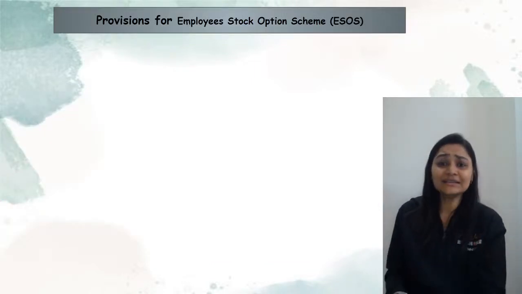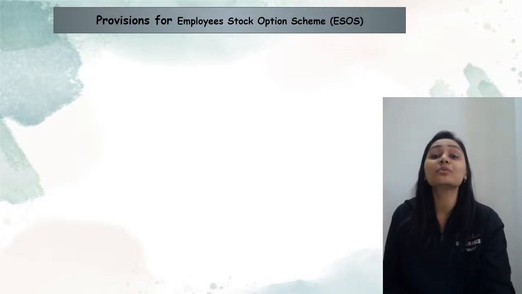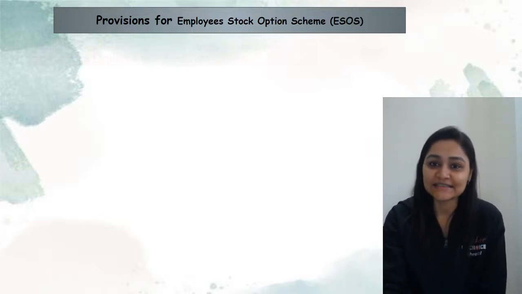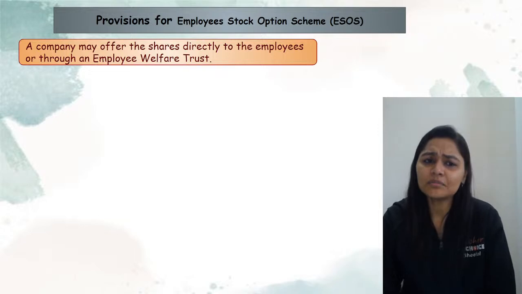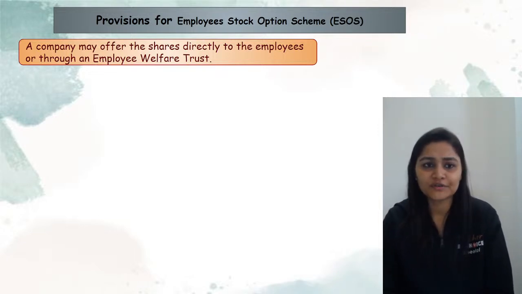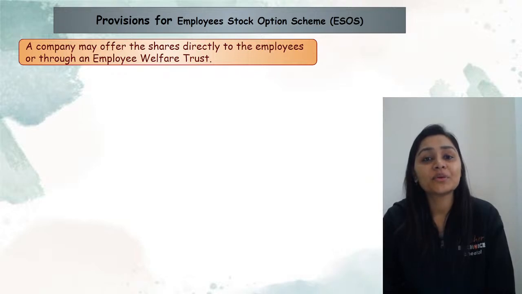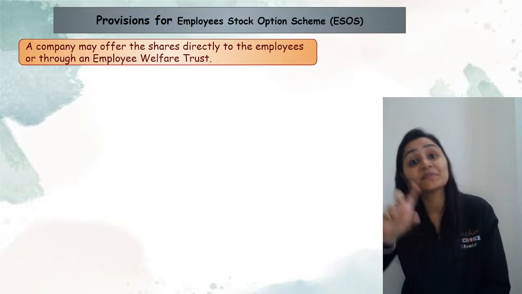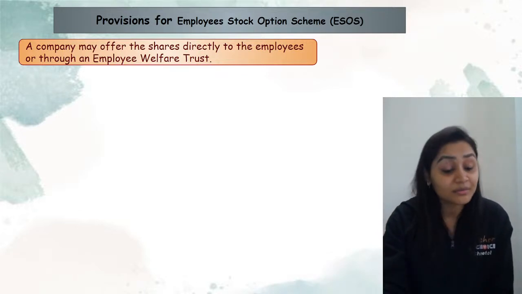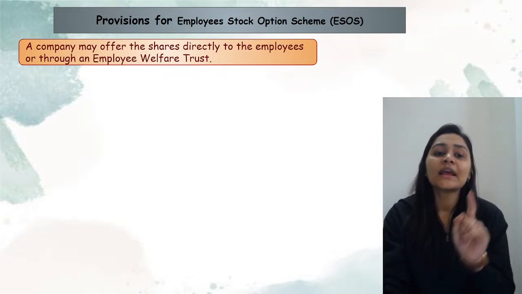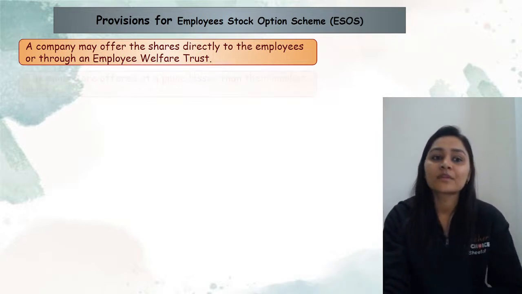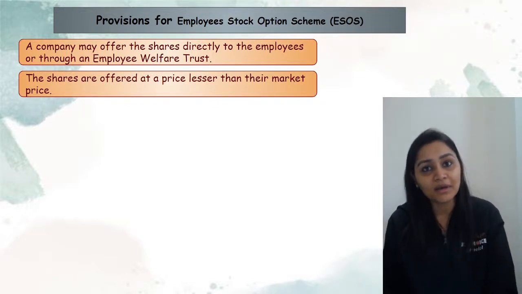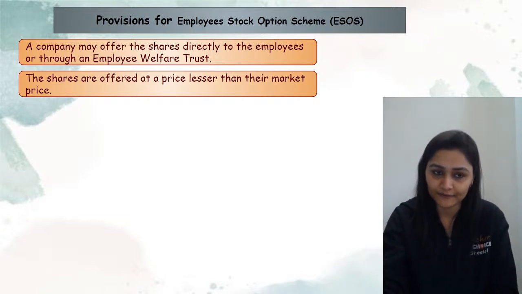Oh sorry, there are some provisions for the employee stock option scheme. How did we forget this? What are the provisions? Let's understand that. A company may offer the shares directly to the employees or through an employee welfare trust. Directly it can be given to employees, or it is maintained in a trust in the employees' names. And what is the name of the trust? The name of the trust is Employee Welfare Trust. Moving ahead, the offered price of the shares would be lesser than the market price, like discussed earlier.